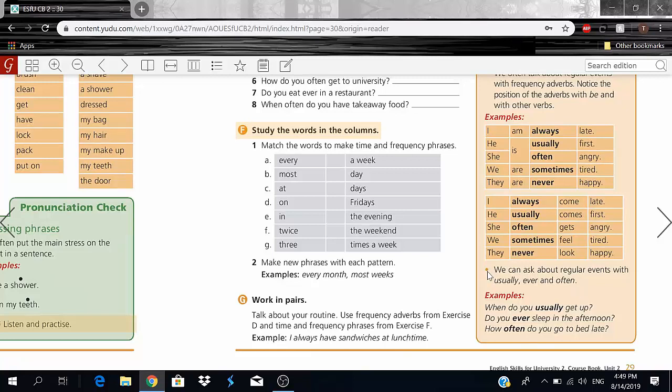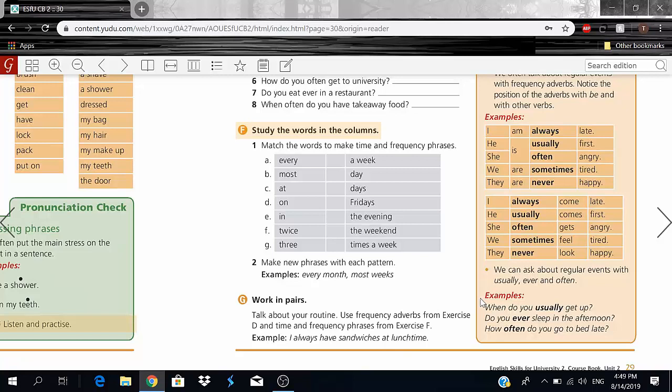Now, how do I use frequency adverbs when asking questions about regular events? Great question. We can ask about regular events with usually, ever, and often. So when we're asking about regular events, not stating but asking, we use three words: usually, ever, and often. Let's have some examples. I can say, when do you usually get up? Or I can also say, when do you usually go to bed?